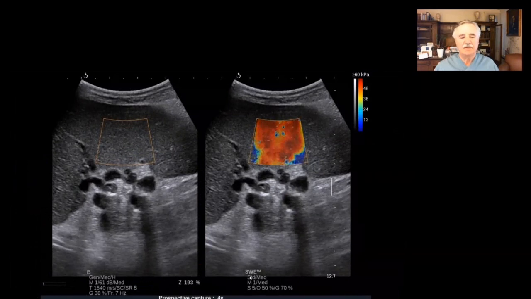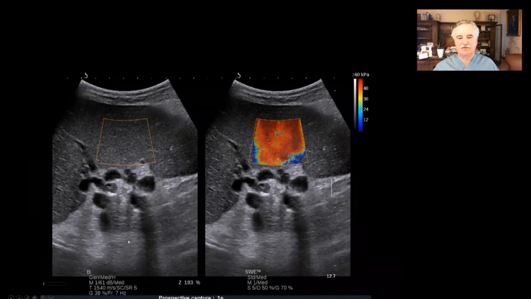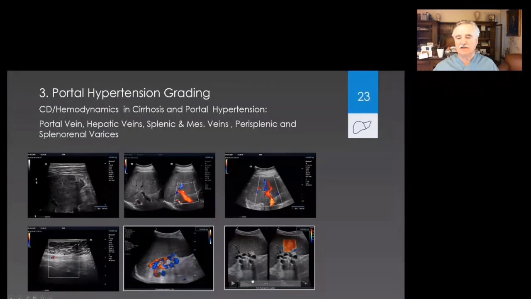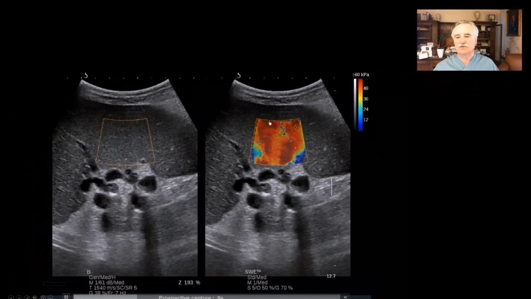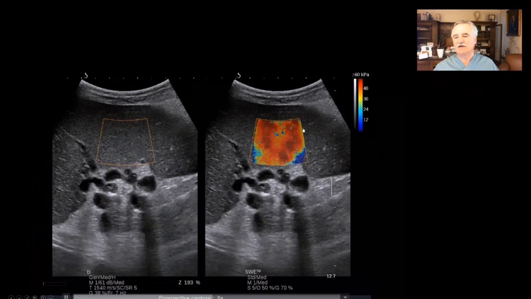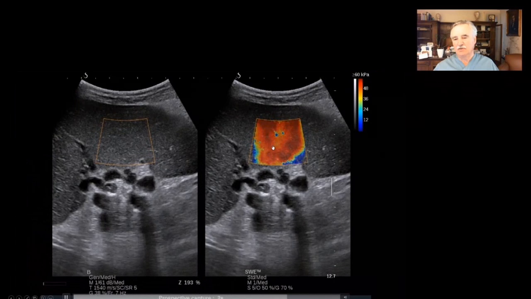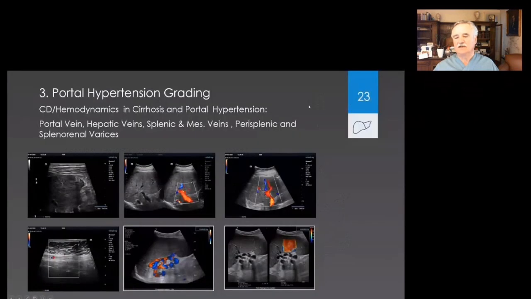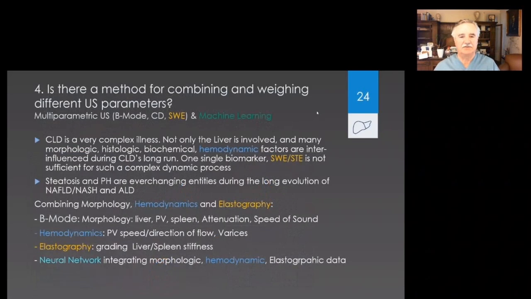finally that we have the possibility not only to see the varices, but also to have shear wave elastography measurements, pathologic measurements, in this case more than 40, meaning that we can combine morphology, hemodynamics, and elastography in order to be sure that this patient has clinically significant portal hypertension.